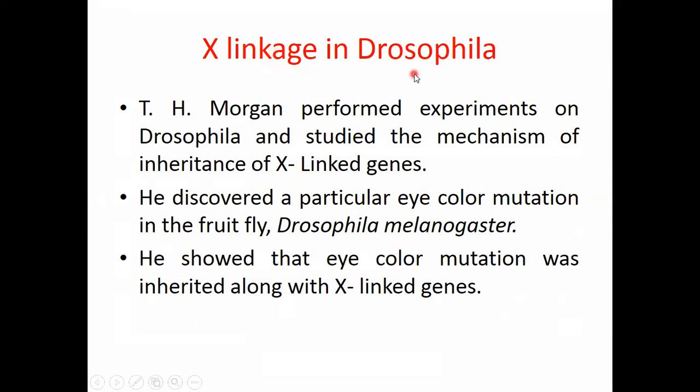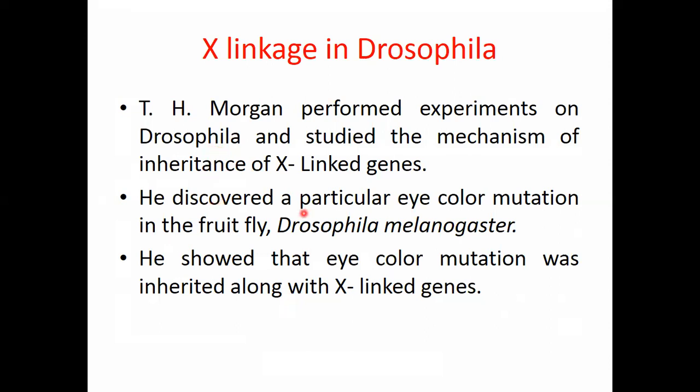X linkage in Drosophila melanogaster. So Morgan performed experiments on Drosophila and studied the mechanism of inheritance of X-linked genes. So Morgan basically studied Drosophila, and why did he choose Drosophila? Because Drosophila is easy to study and it has only 8 chromosomes. So its generations can be obtained easily.